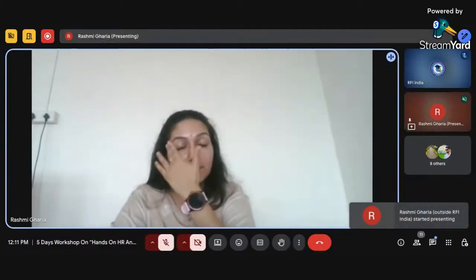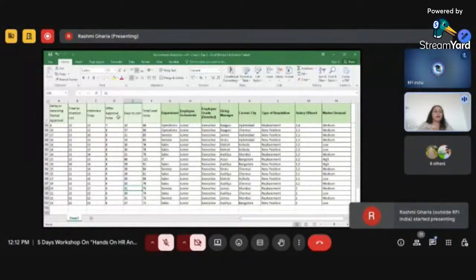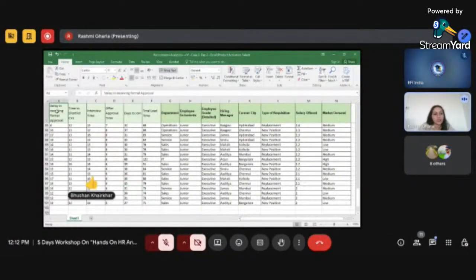All of you have opened this. Now what we will be doing here is, if you see in this data sheet, these are the number of days taken in each of the processes, right? So here, if you see for employee 1, there may be what happened.